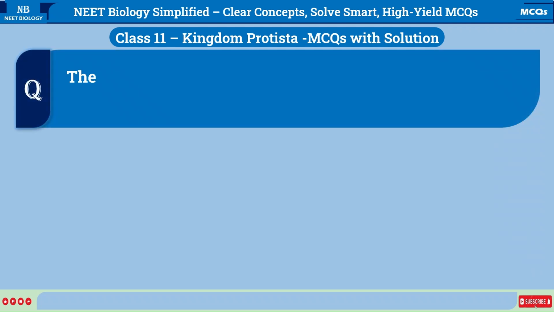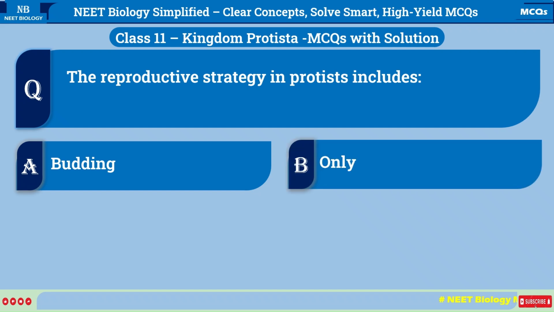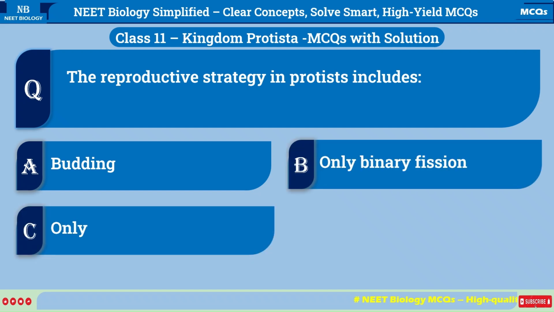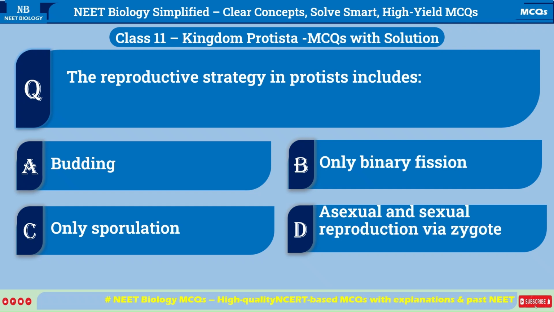The reproductive strategy in protists includes A. Budding. B. Only binary fission. C. Only sporulation. D. Asexual and sexual reproduction via zygote formation.